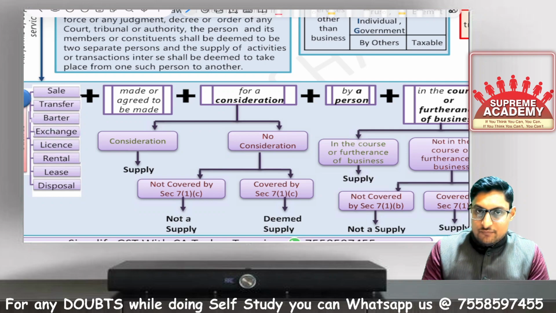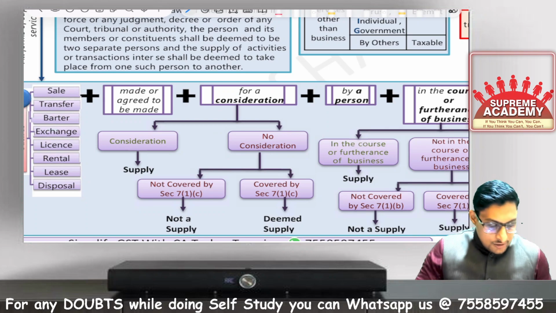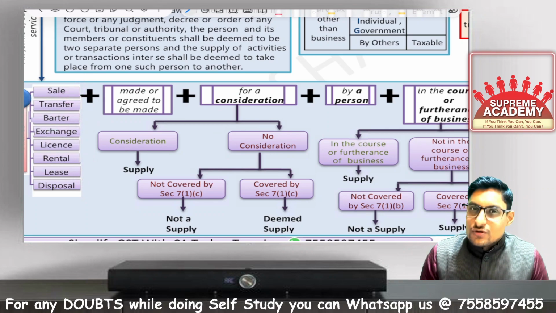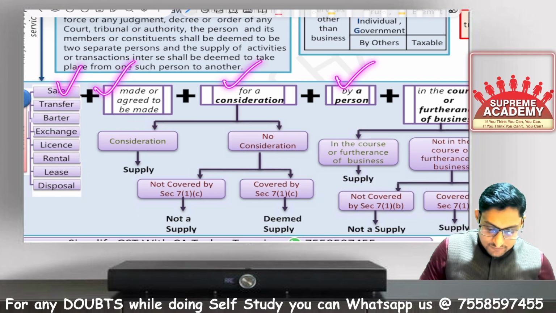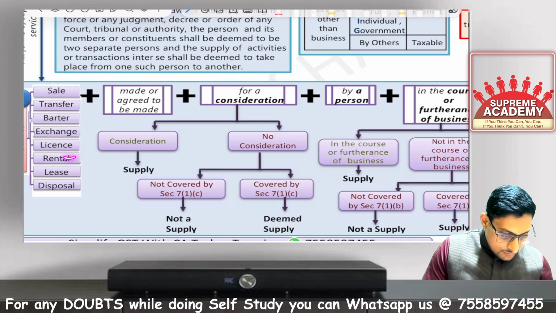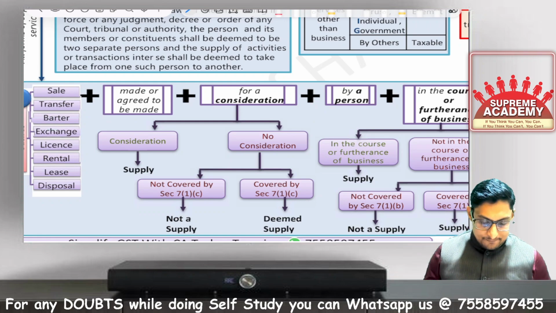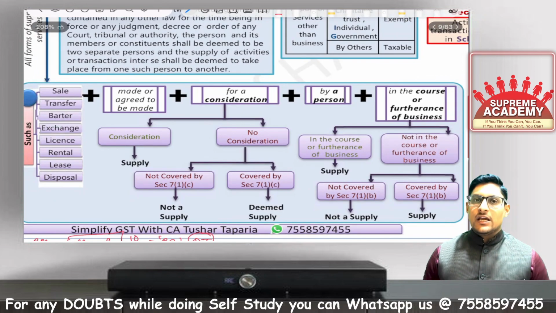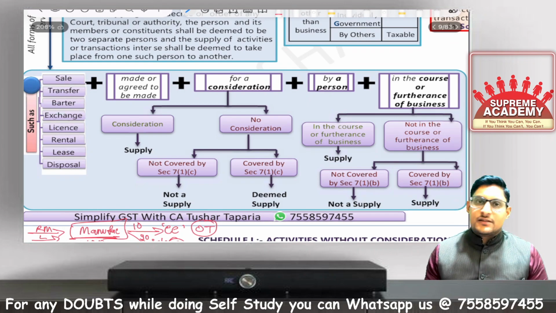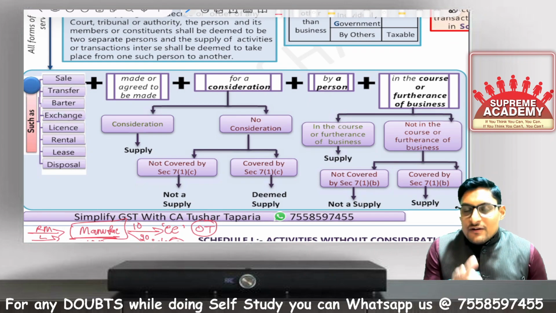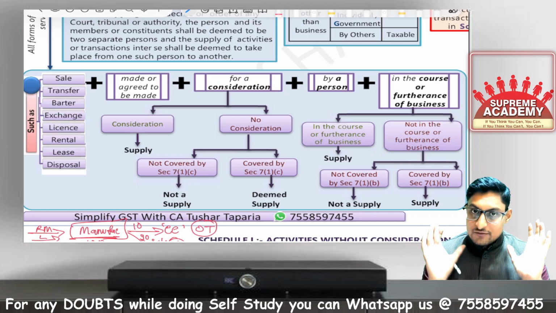And who is doing all these things? By a person. And why is the person doing these things for consideration? In the course or furtherance of business. So these are the most important elements of the definition of supply: 1, 2, 3, 4, 5. If these five things are present, then only we are going to term the activity or transaction as a supply. Otherwise, not. If any one element is absent, then it will not be termed as a supply. Remember this first.